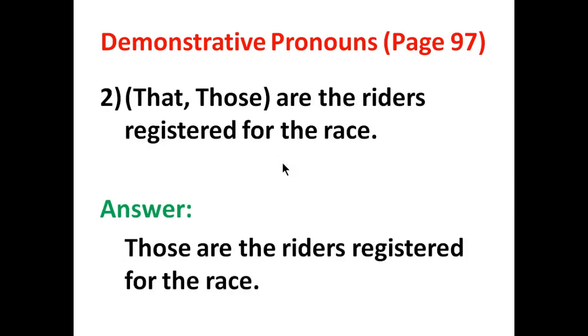Number 2. That or those are riders registered for the race. Those are the riders registered for the race. The word riders gives us an indication about the correct use of demonstrative pronouns in the sentence. For the plural riders, we will choose those. You will write the complete sentence as your answer. Those are the riders registered for the race.